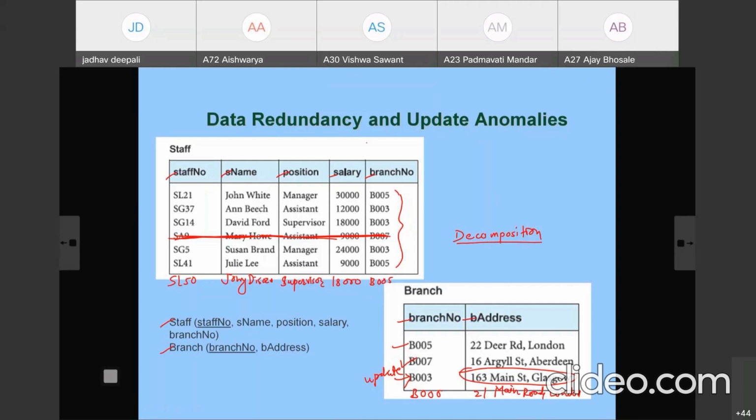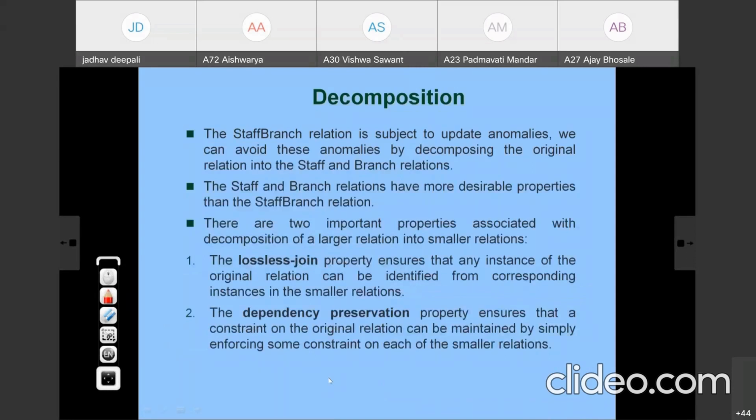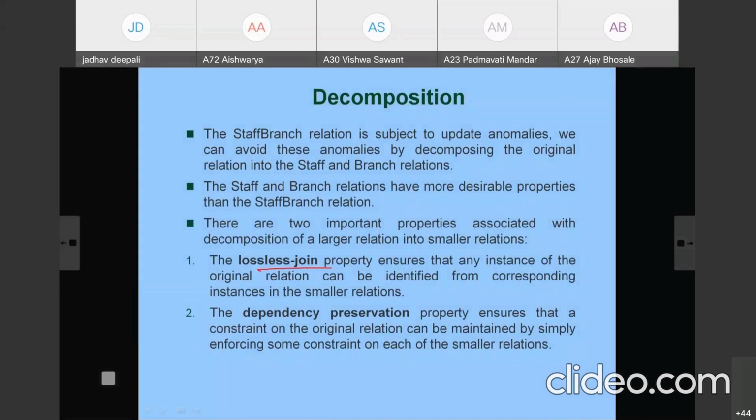Now, whenever we perform decomposition, it must possess two properties. And what are those properties? First one, lossless join decomposition. Lossless join decomposition means we decompose staff branch into staff and branch, so whenever we join it again, it must result in the original relation. No loss of extra information, or no loss of information.